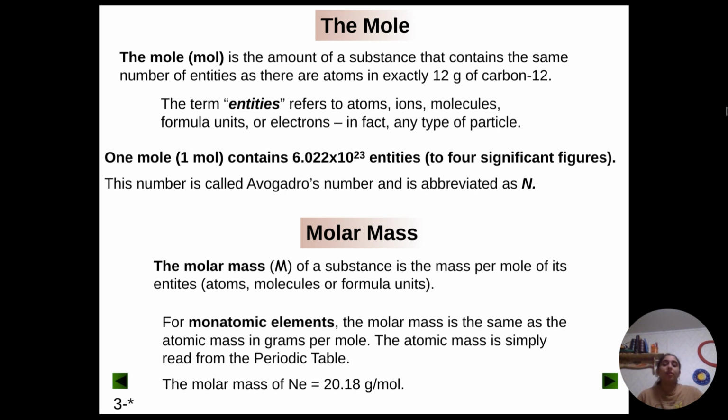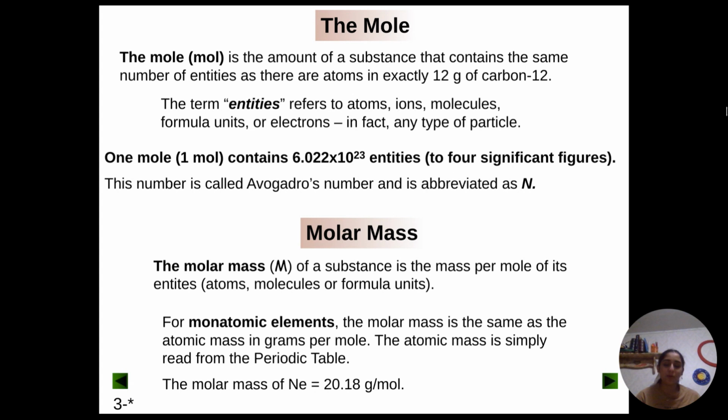And then the third point about this is that 1 mole contains 6.022 times 10 to the 23rd entities to 4 significant figures. This number is called Avogadro's number and is abbreviated as N. So this gets used a lot.